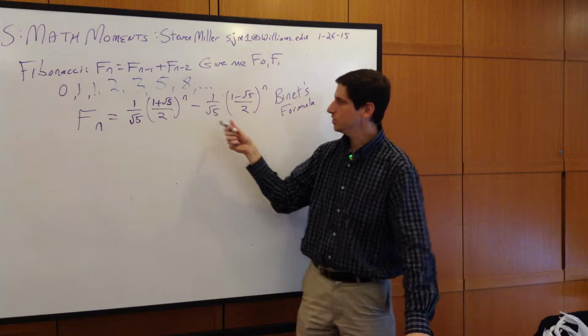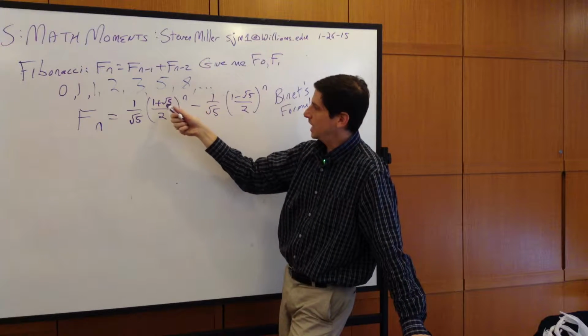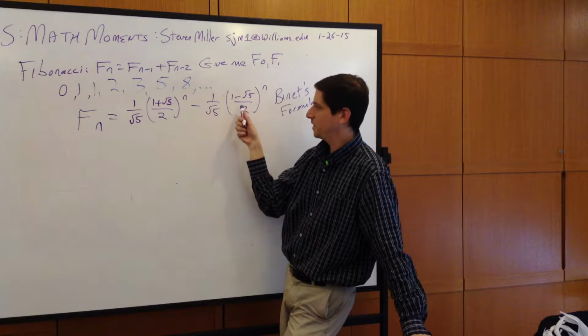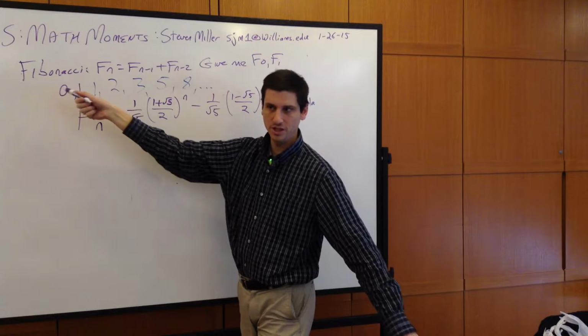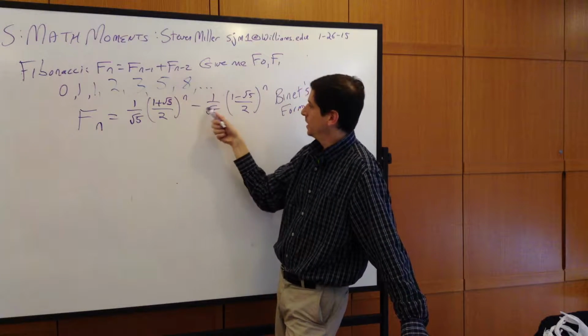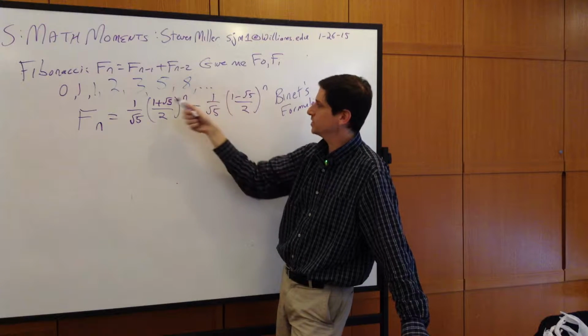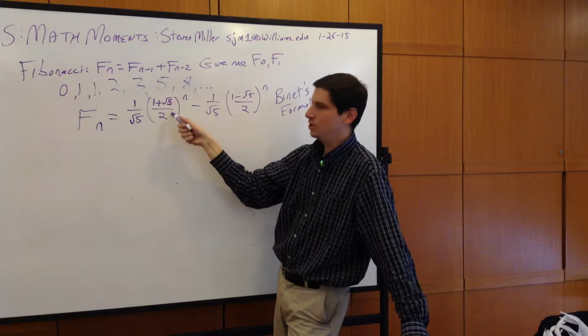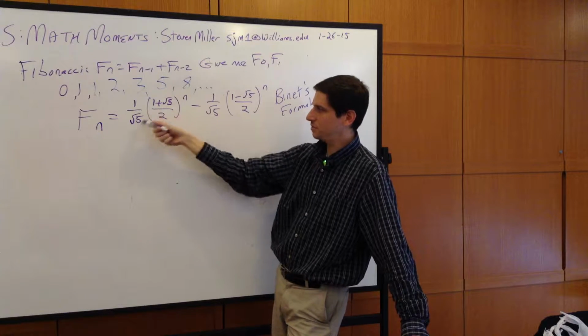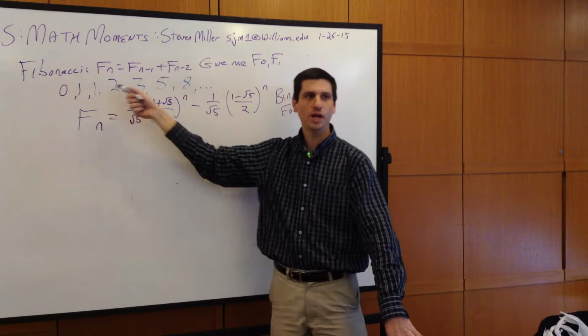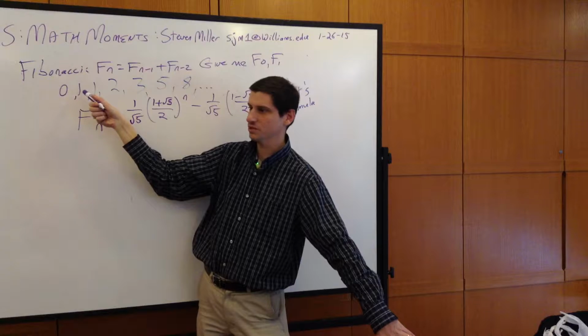How do I know this works? Well, if I take n equals 0, I get 1 over root 5 minus 1 over root 5, which is 0. If I take n equals 1, the minus means the 1 and the 1 cancel. The root 5's reinforce. I get 2 root 5 over 2, which is root 5, divided by root 5 is 1. So when n equals 0 and n equals 1, I get the first two terms correctly.